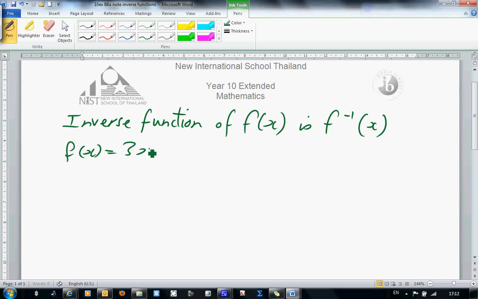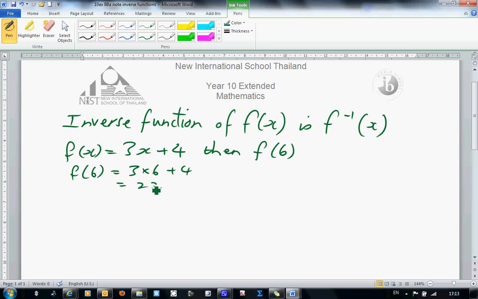If we say that the function f(x) equals 3x plus 4, then, for example, f(6) would be 3 times 6 plus 4, which is 22. So, if we put 6 into this function, into the domain, or the starting point, then the function will change it into 22, which is its endpoint. So what we have is 6 is in our domain. The function changes that to 22, and that is the range.